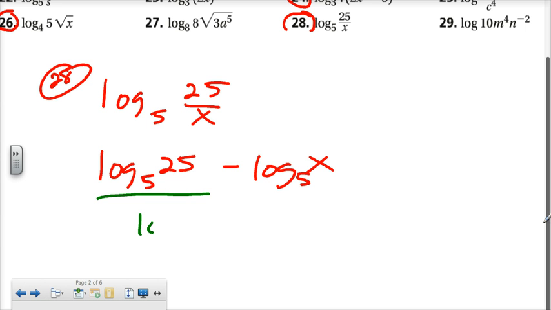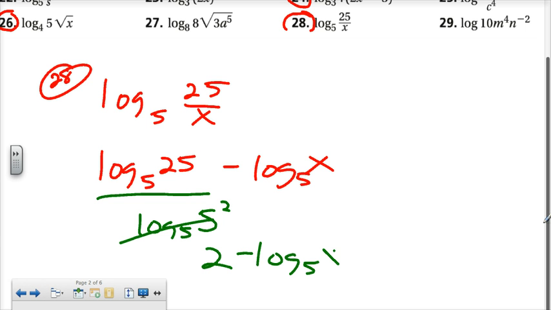Now, you could also write it this way so that you can see those inverses. Write 25 as 5 squared. These drop out and we get 2 minus logarithm base 5 of x. That is one of the very cool things that happens with logarithms when we're using those.